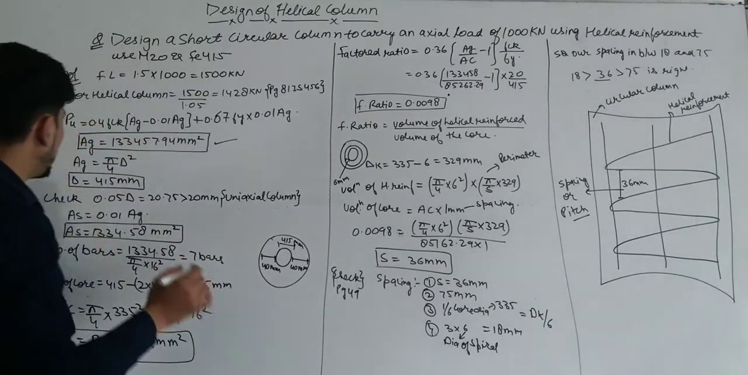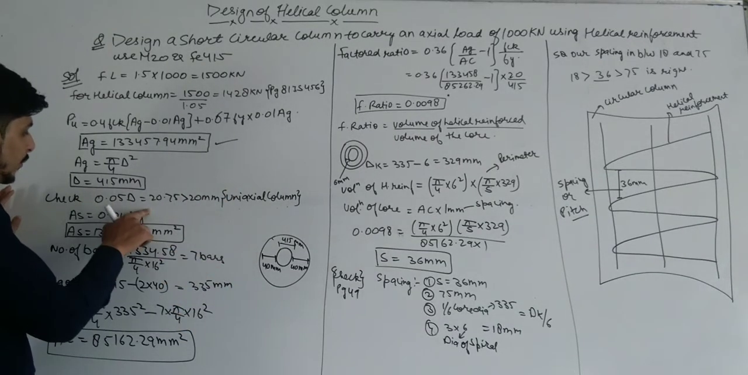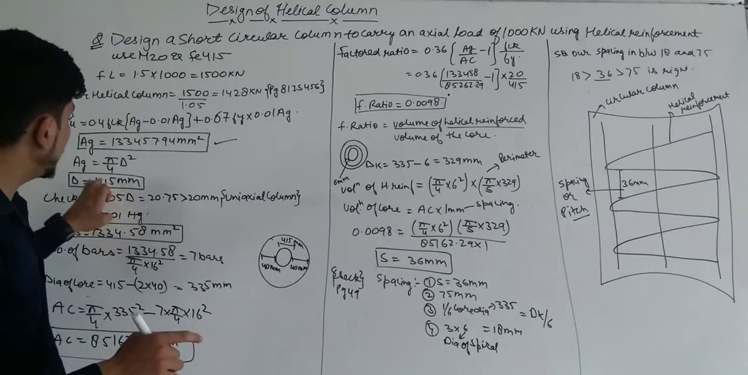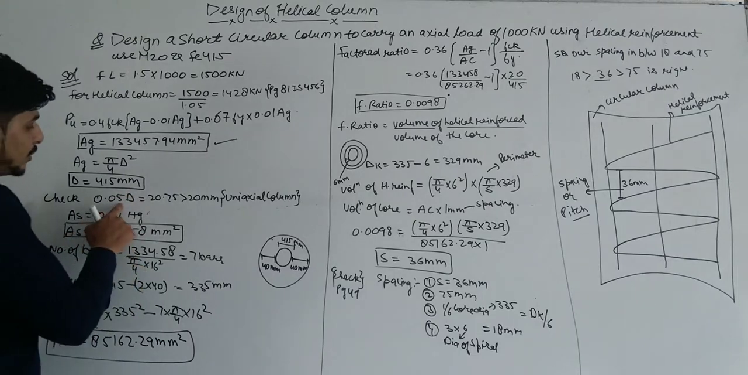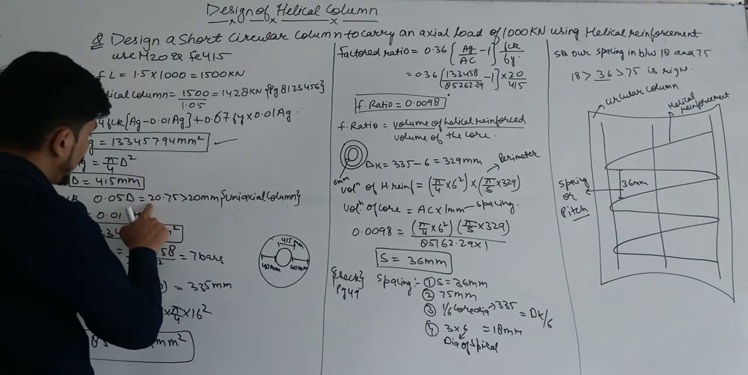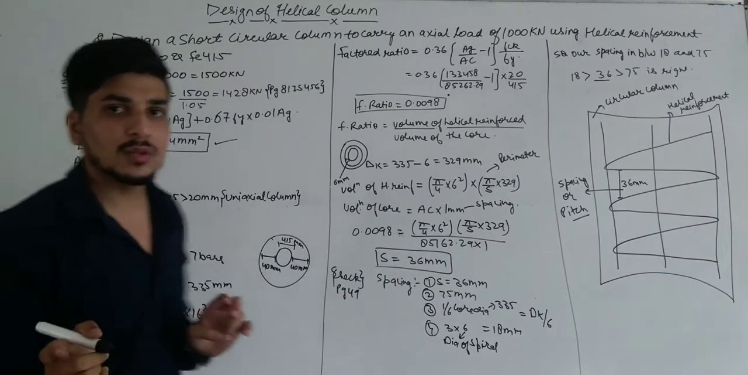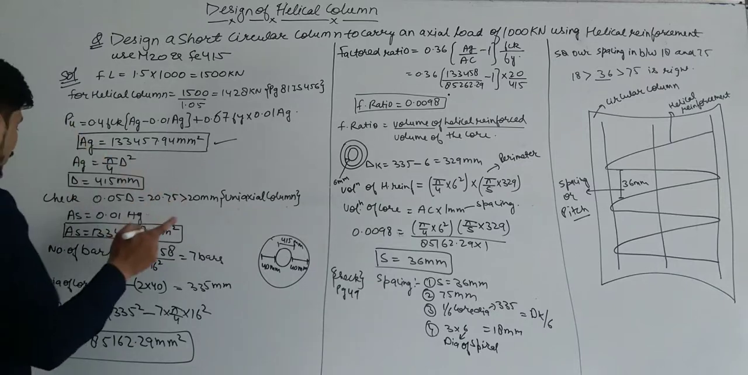Now we have to check whether the column is uniaxially or biaxially loaded. Put the values in the formula 0.05 into d. The value of d is 415, so the result is 20.75. It is greater than 20, so our column is a uniaxial column. So our assumption is right.